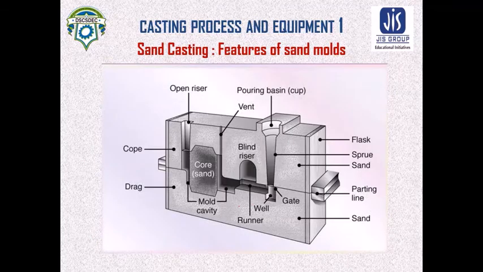Now we will see some features of the sand mold. A typical sand mold is made in a flask, that whole box is known as the flask. The upper part of the flask is known as the cope, and the lower part is known as the drag. If the sand casting is made of more than two parts of the mold, then the other parts in between cope and drag are known as cheeks.